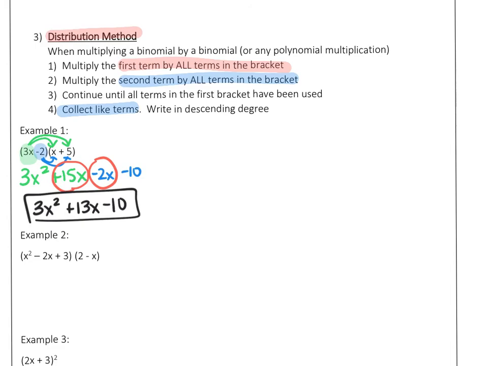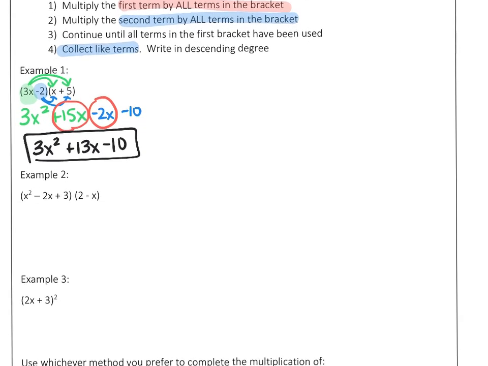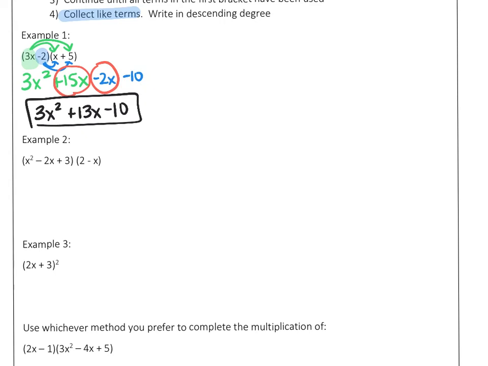Okay, let's look at the second example, x squared minus 2x plus 3. So I'm going to take the first term, multiply it by the things in that bracket. So x squared times 2 is 2x squared. X squared times negative x is negative x cubed. Then I'll take the negative 2x and multiply it. So negative 2x times negative 2 is negative 4x. And negative 2x times negative x is positive 2x squared. And the last term, 3 times 2 is 6. And 3 times negative x is negative 3x.